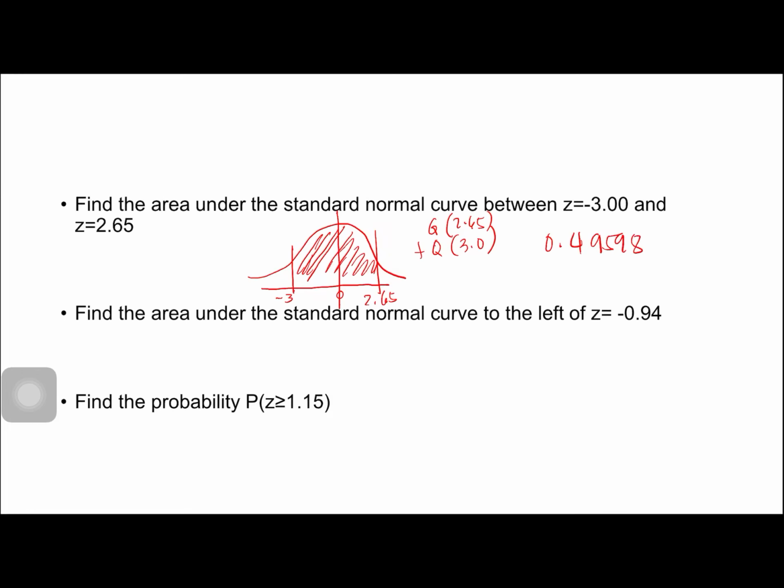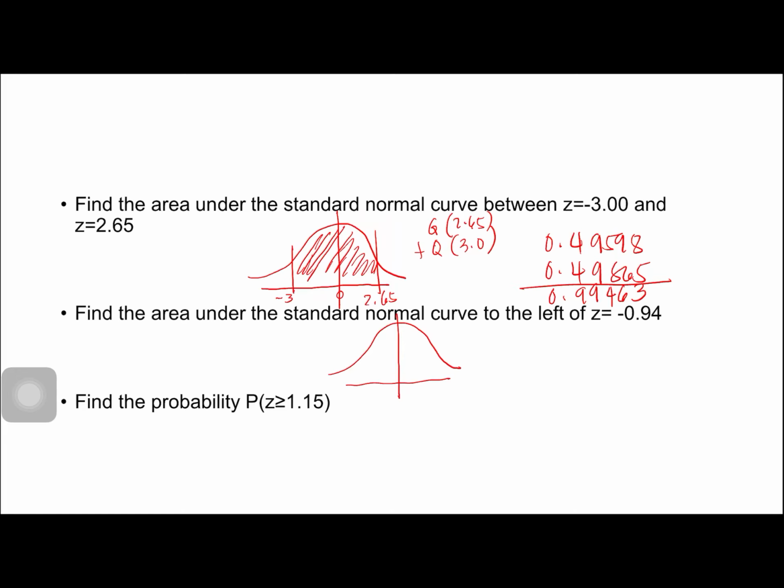is 0.49598. Then, for the Q of 3, we have there 0.49865. Okay, so let's get the sum. Okay, so we have there 0.99463. Okay, so next, find the area under the standard normal curve to the left of negative 0.94.